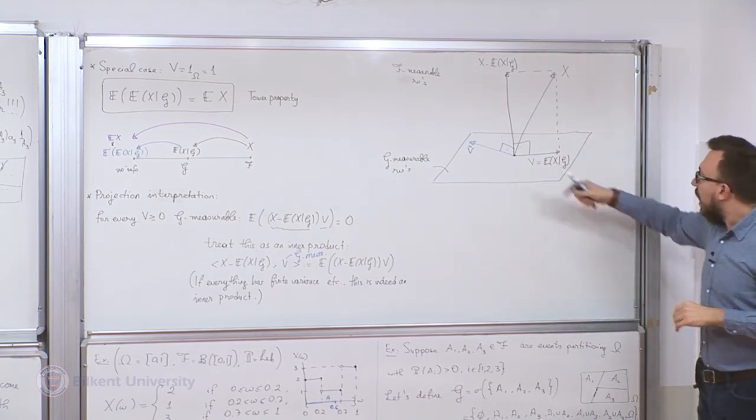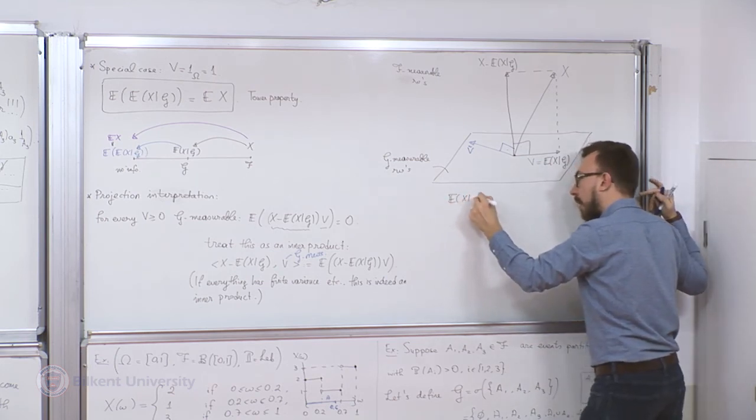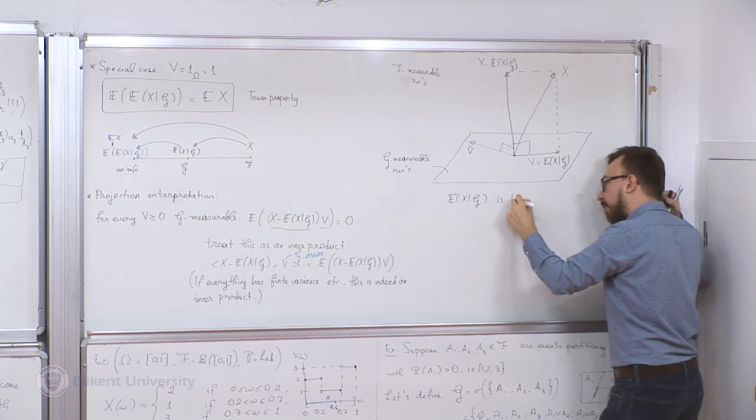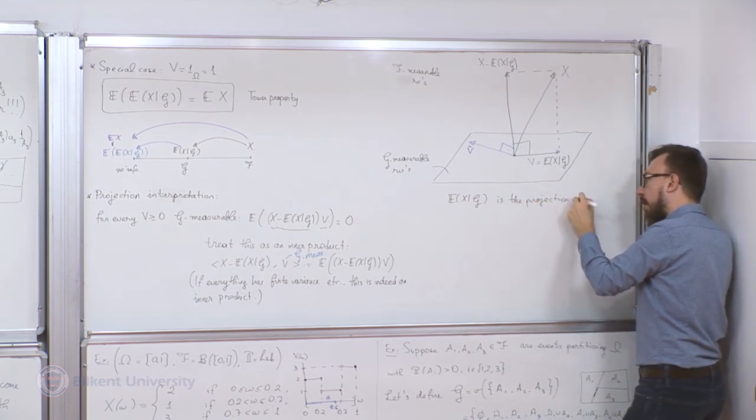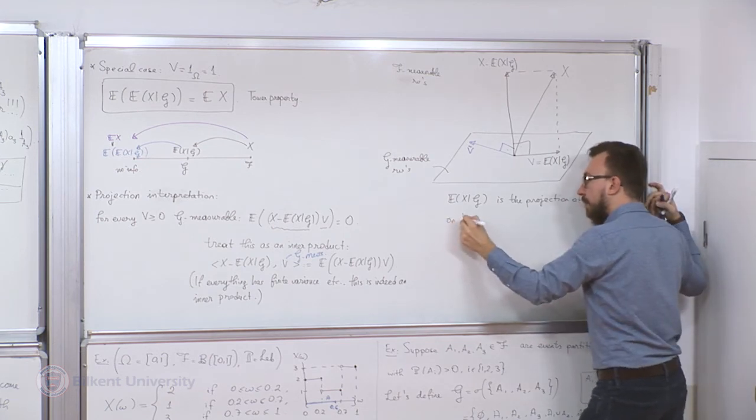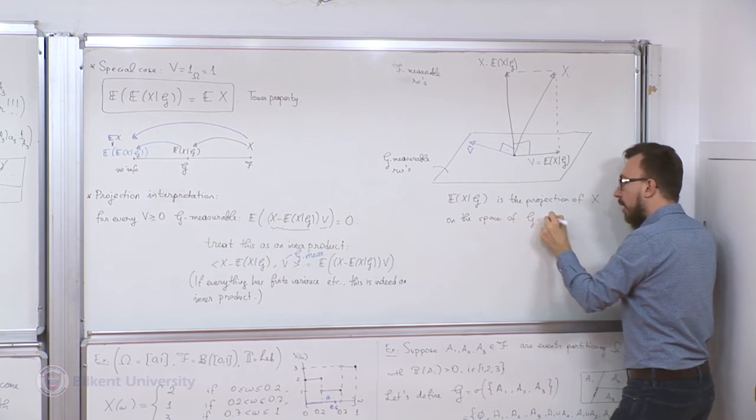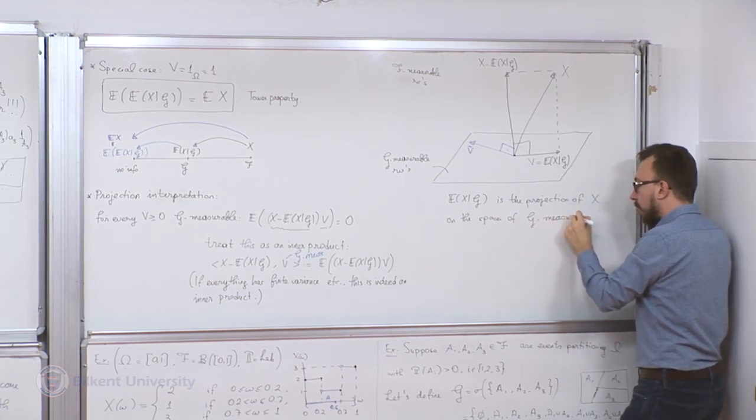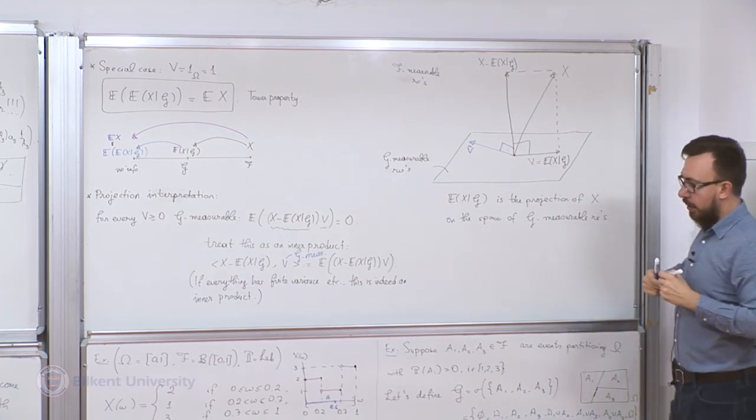So this, we call this conditional expectation, is the projection of x on the space of g measurable random variables. Okay?